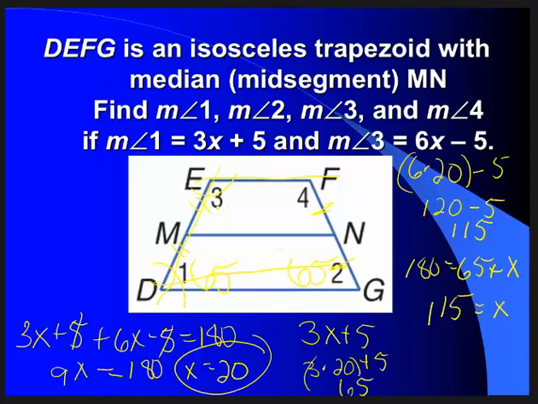Since angle 3 is 115, then angle 4 has to be 115. What should these four angles all add up to be? If this is a quadrilateral, they should add up to be 360 degrees. And you can check yourself there just to make sure you're not making any careless mistakes.